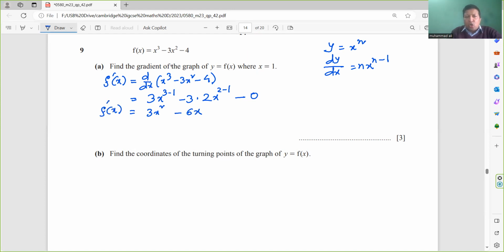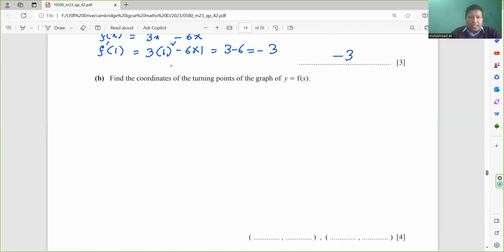We want to find out the numerical value of this gradient when x equals 1. So right here, f prime of 1, we have to put 1 in: 3 times 1 squared minus 6 times 1. So 3 minus 6 will be minus 3. So at x equals 1, the gradient of the graph is minus 3.